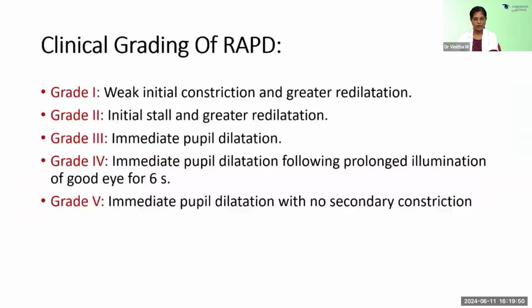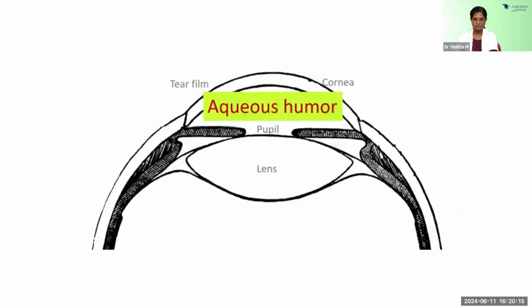Clinical grading of RAPD. Grade 1 is a weak initial constriction and greater redilatation. Grade 2 is an initial stall and greater redilatation. Grade 3 is an immediate pupil dilatation. Grade 4 is an immediate pupil dilatation following prolonged illumination of the good eye for 6 seconds. Grade 5 is immediate pupil dilatation with no secondary constriction.